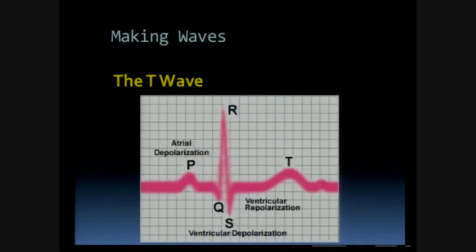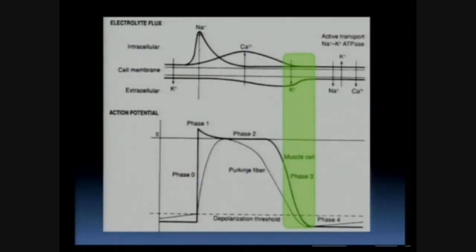But a little bit more important about the QT is potassium. So the T wave. What is the T wave representing? The T wave is basically ventricular repolarization, resetting for a next depolarization. And this is where we have potassium flowing out of the cell, an outward flow of potassium. And this is depicted on our action potential by phase 3. Much different than phase 0.